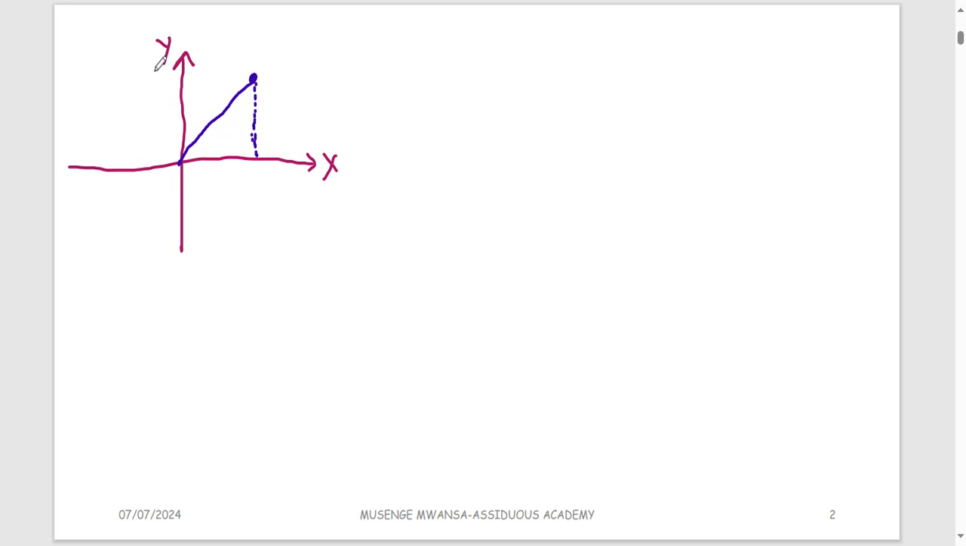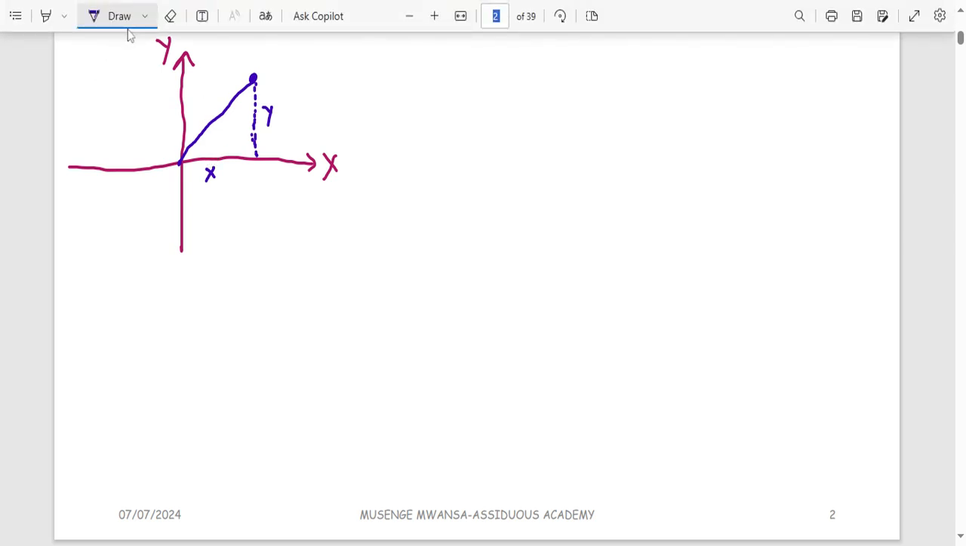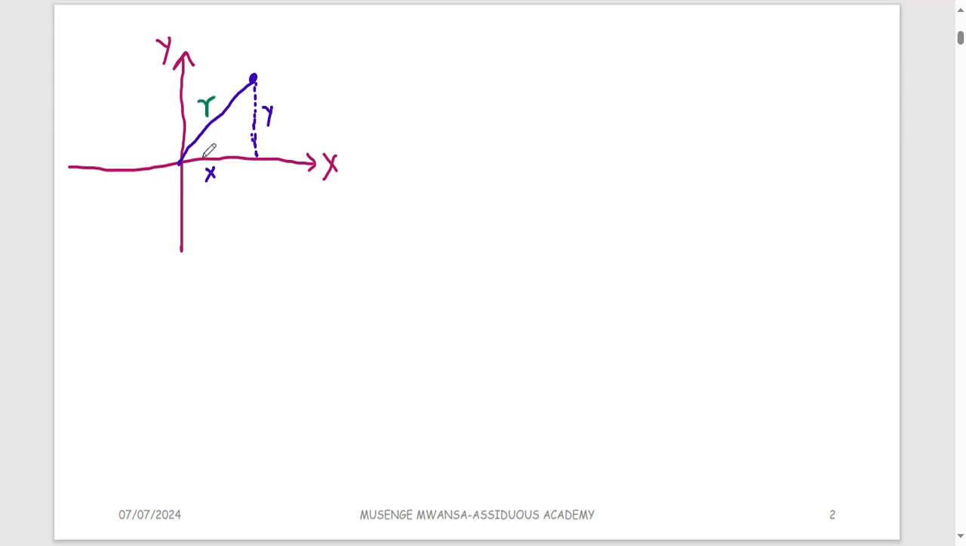This side that is parallel to the y-axis, let's call it y. The side along the x-axis, let's call it x. The hypotenuse is going to be a resultant of x and y, so let me just call this r, resultant. The angle that the resultant makes with the x-axis is called the direction. This simple thing here is what we want to understand.